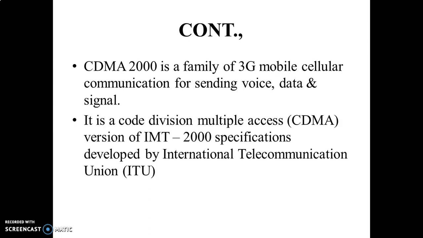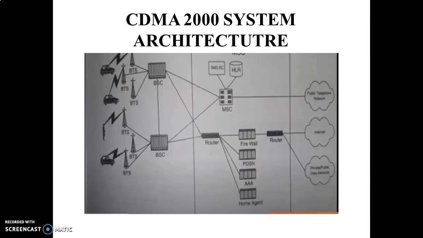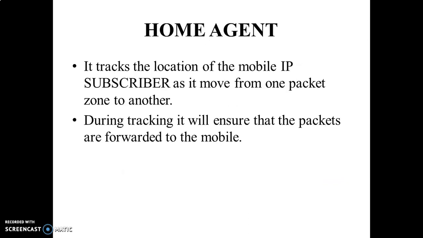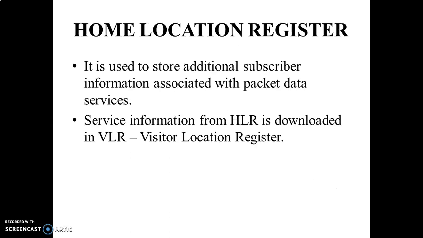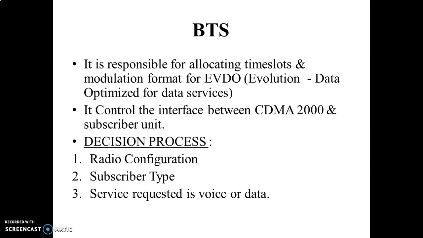Then moving on to the radio network components. These are the various components, and we will see the same components in the architecture diagram as well: PSDN, AAA, home agent, router and firewall, home location register, base transceiver station, and base station controller. From this, it is sent to the public telephone network, internet, and private public data network. We have gone through what is meant by PSDN, what is meant by AAA with its appropriate function, then home agent, router and firewall, home location register, base station controller, then BTS.